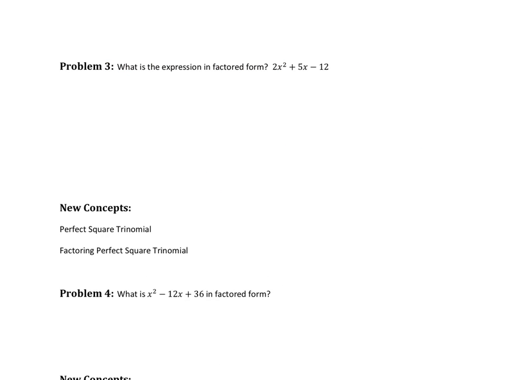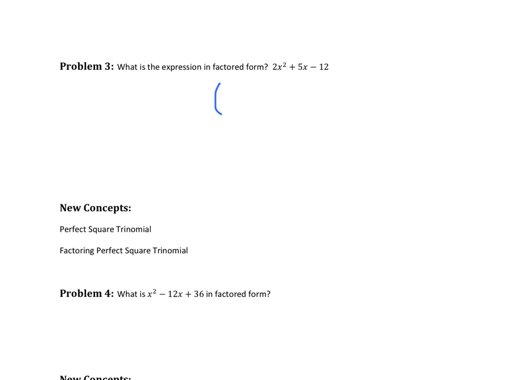Okay, so now we have problem 3. Problem 3 is a little trickier here. We got, what is the expression in factored form: 2x squared plus 5x minus 12. Always check to see if you have a GCF first. Is there a factor that's in common with all 3 of your terms that you can factor out first? That's not the case here, so we're not going to do that.